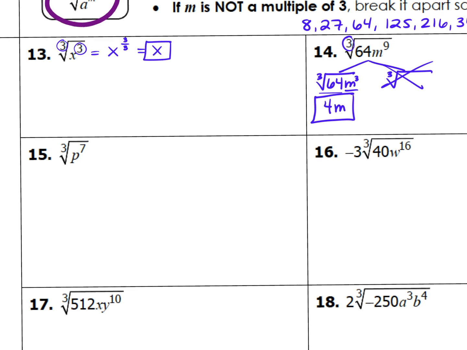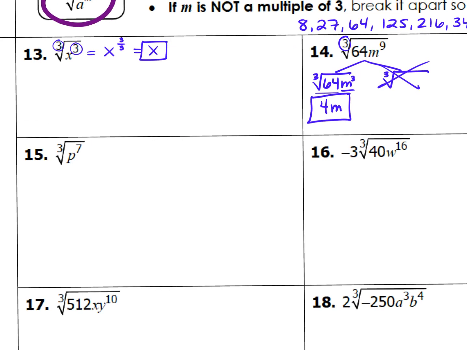Okay, take a look at this one. 15. The cube root of p to the 7th. Is 7 divisible by 3? No. Okay, so now here's the deal. You can't just say, well, the next one down is 6 and go with that. You have to say, is the next one down divisible by 3 now? Okay, so 7 doesn't work. Go down 1. Is 6 divisible by 3? Yes, so 6 is going to work here, but not because we just dropped down 1, because it is divisible by 3. Sometimes you'll drop down 2.